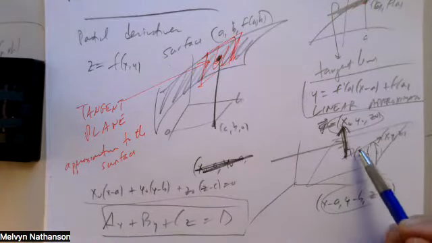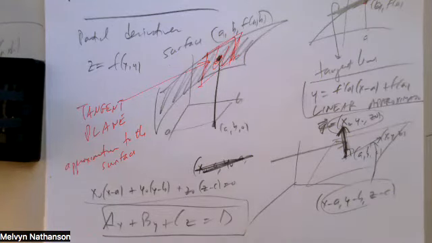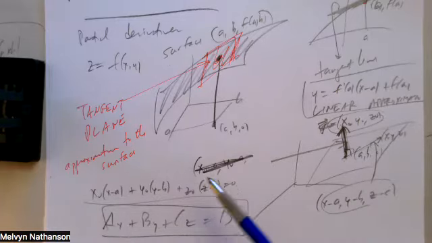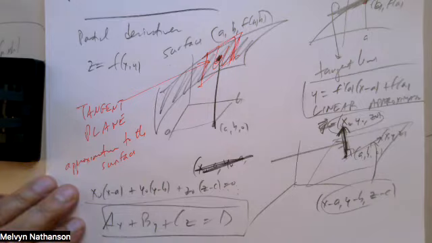And if you want to find the plane through a point perpendicular to a given vector, it's given by this formula. We're going to see that when it comes to constructing the tangent plane, but I just want to remind you that knowing the equation of a plane is very important. Okay? Any questions about that? All right.